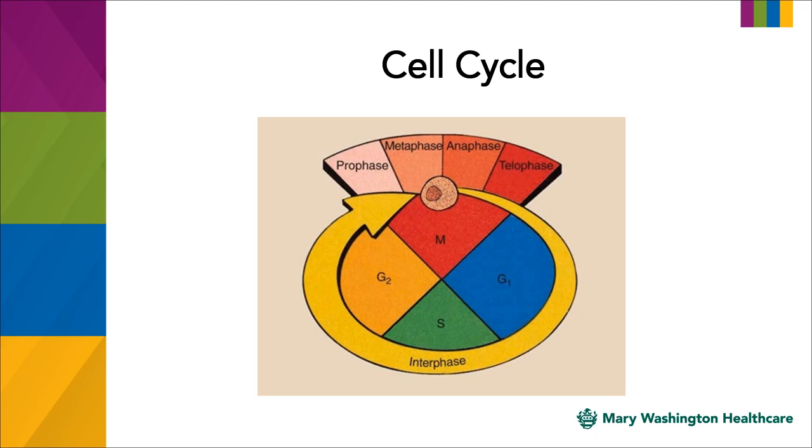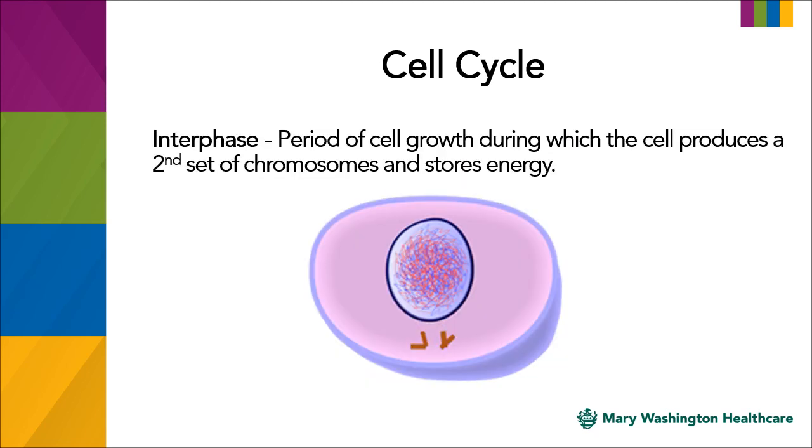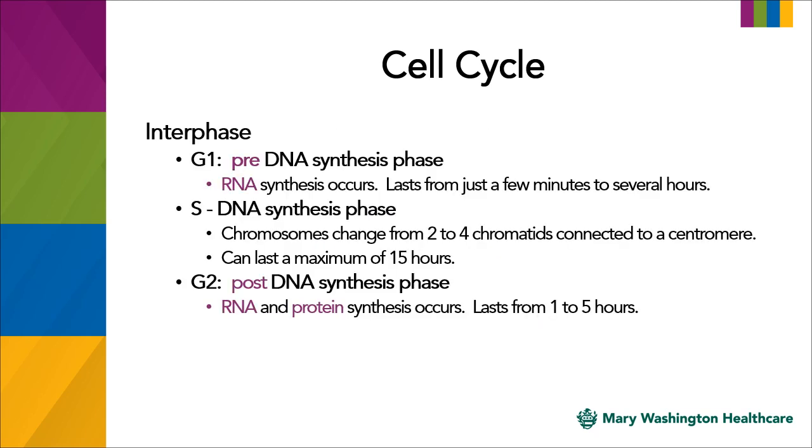The cell cycle is comprised of 4 stages, and that is the M, which is mitosis, G1, S, and G2. G1, S, and G2 are part of interphase, and then mitosis is where there's prophase, metaphase, anaphase, and telophase. Interphase is the period of cell growth during which a cell produces a second set of chromosomes and stores energy. During interphase, there's G1, S, and G2.